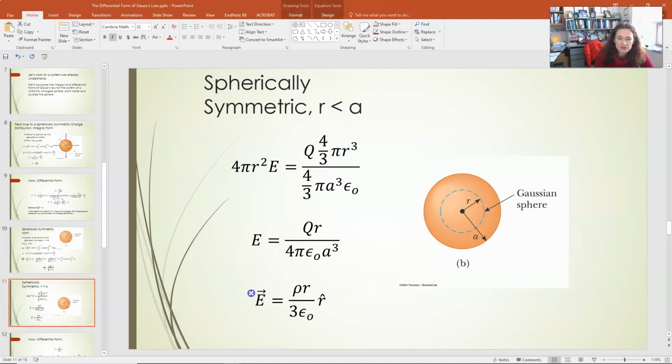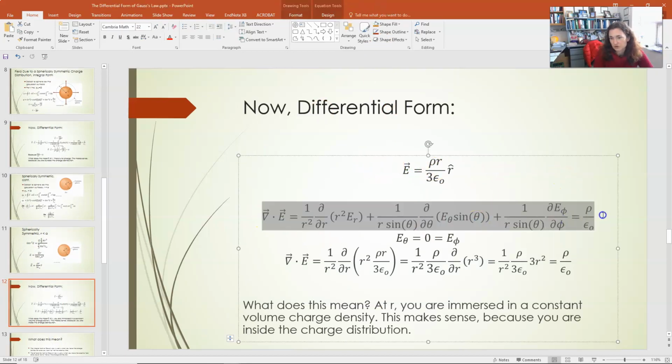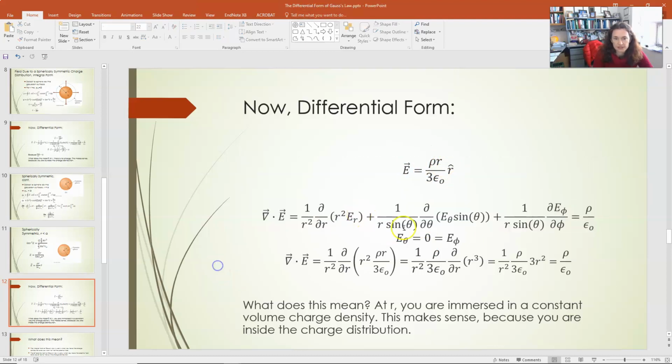So this is my electric field equation, and now that I have it, I can apply the differential form to it. Here's what it would look like in spherical coordinates to take the divergence of the electric field, del dot E. Yet again, I only have an E sub r component; E theta and E phi are 0. So the second and third terms in this equation go to 0, and I'm left with del dot E is 1 over r squared, partial with respect to r of r squared times E sub r, and E sub r is rho r over 3 epsilon naught.